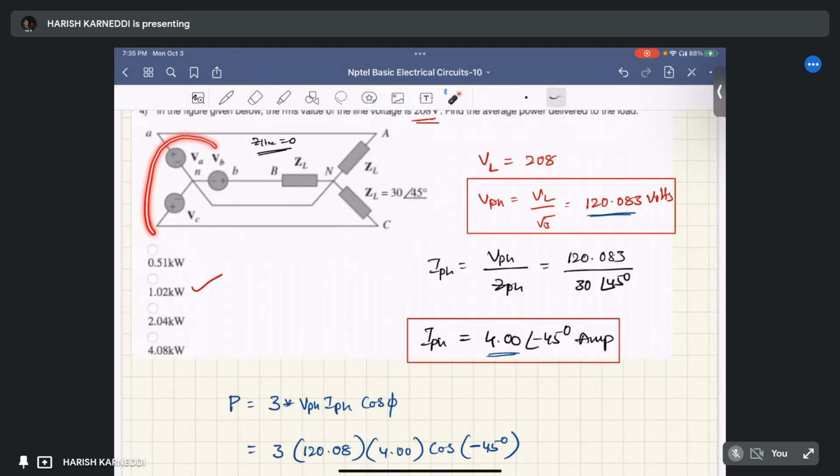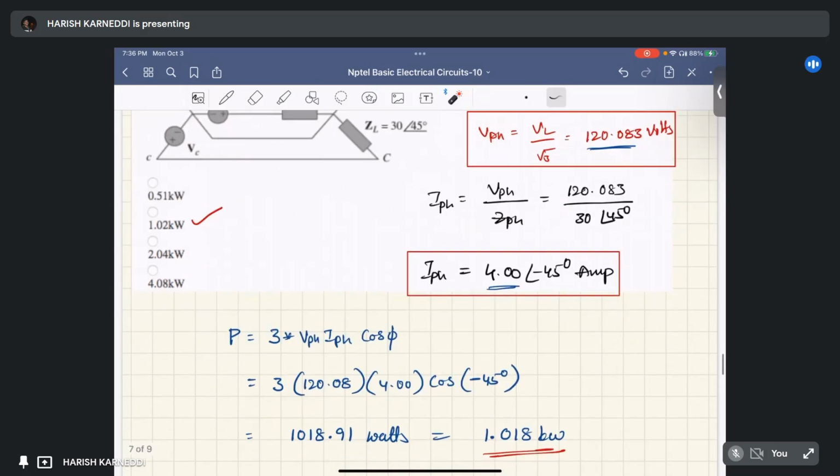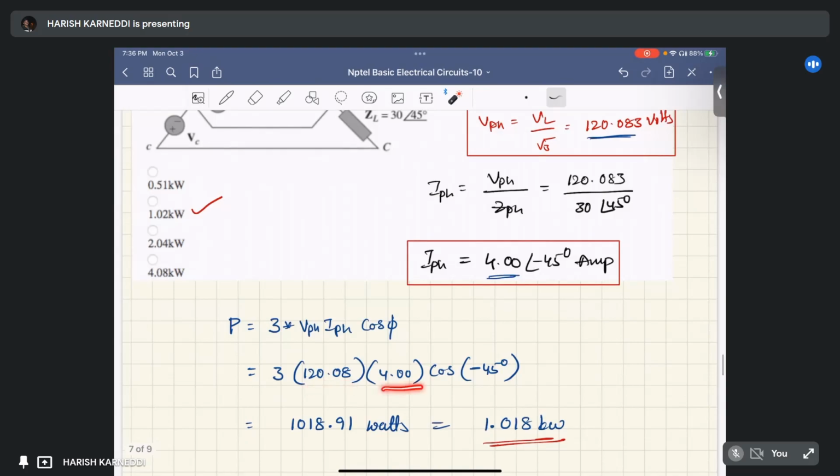Here the source and the load are balanced, so the power equals 3 times V phase, I phase, cos phi. Why? Because it is a balanced load and balanced source. So V phase we calculated and I phase we calculated. Phi is minus 45 degrees, the phase angle between voltage and current, which equals 1018.91 watts. Its equivalent in kilowatts is 1.018 kilowatt, approximately 1.02 kilowatt.